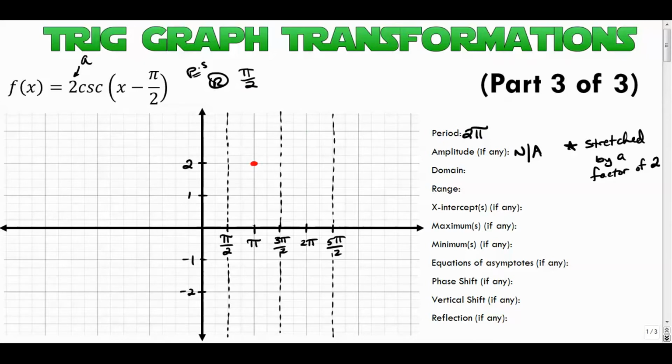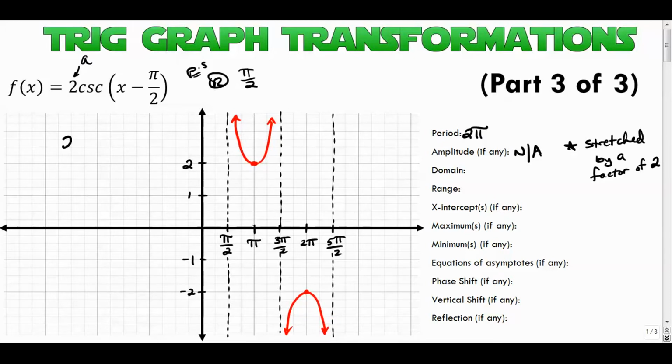So here is (pi, 2). That goes up this way and up this way. (2 pi, negative 2) goes down this way and down this way. All right, we can check that just to make sure.